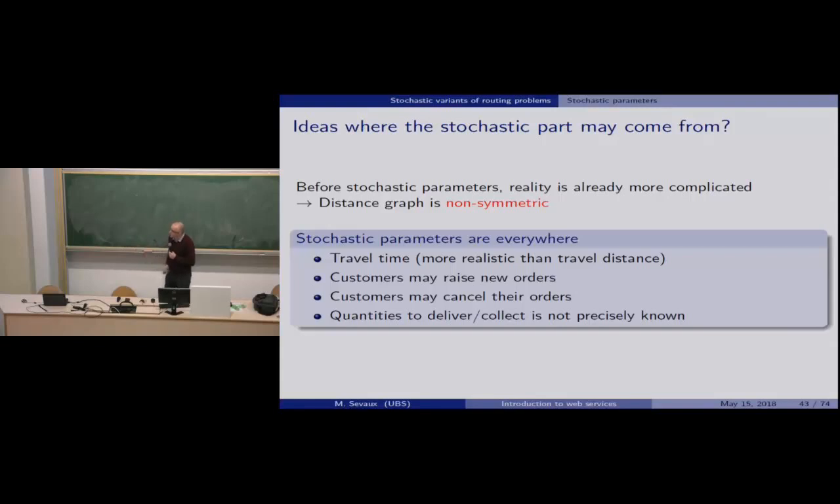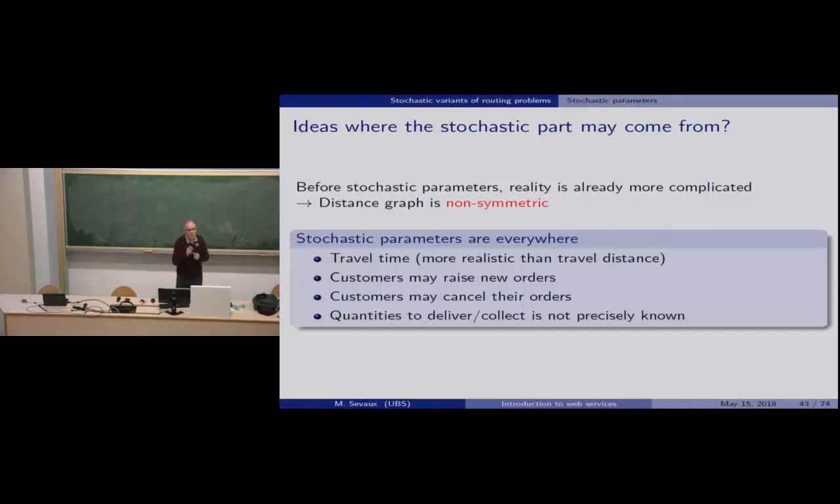Also, you have customers that may raise new orders, or customers that may cancel their orders, which happens frequently. And also, you have the quantity to be delivered or collected, which is not precisely known. For example, when I was in Valenciennes, I worked with the Citroën industry, building the minivan for Citroën.